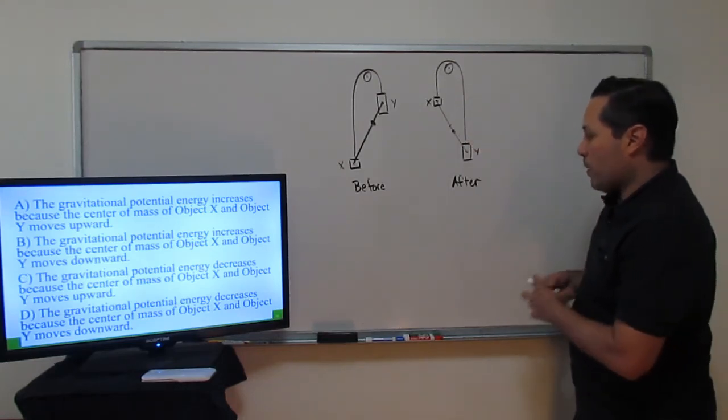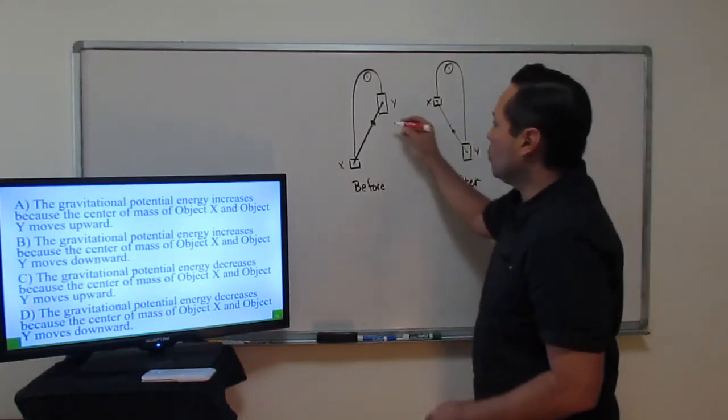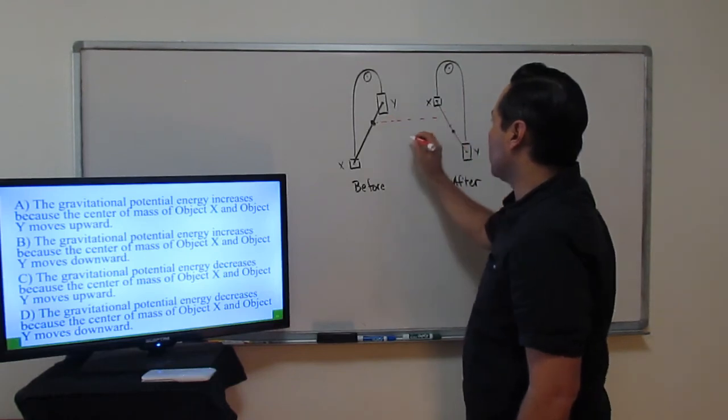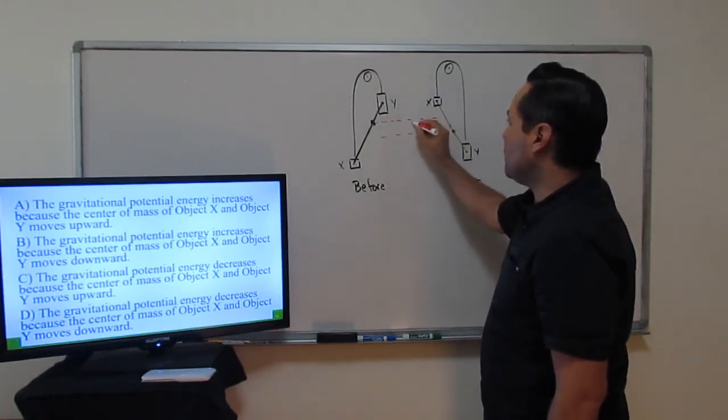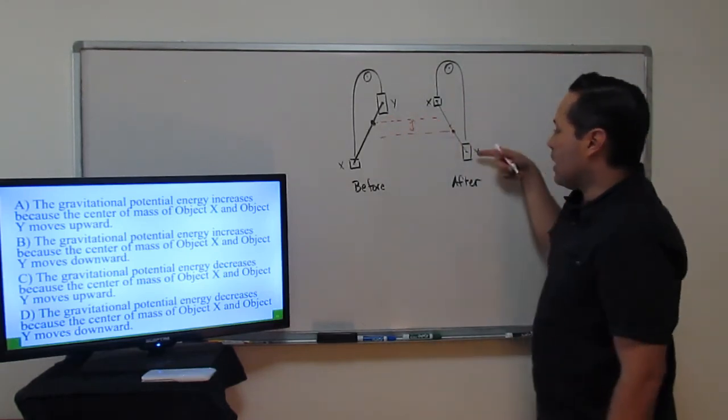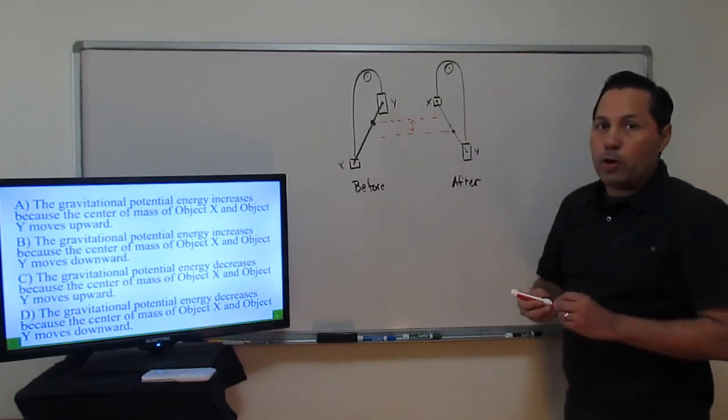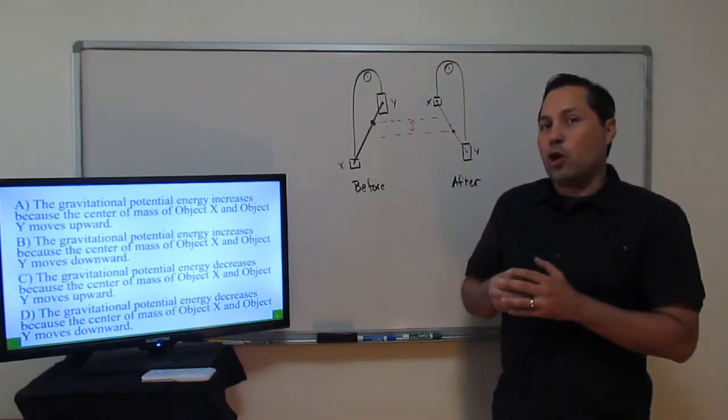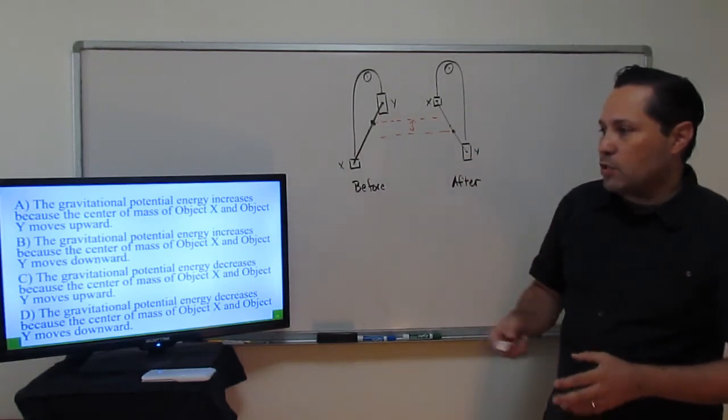Now, if you compare what happened to the height of the center of mass, you see that there is a change. After, it is lower, so therefore, if the center of mass is lower, it has lost some potential energy. So the answer for this one will be D.